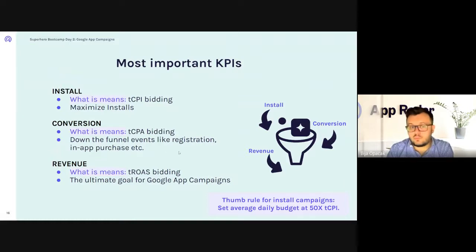If you would like to motivate your customers that are already installing your application, so existing users, to do the next step and to do an in-app purchase or a registration, this is the KPI that you're looking for. And the overall top of the bottom KPI that everybody's looking for is obviously the revenue. What does it mean? The total return of ad spend bidding.